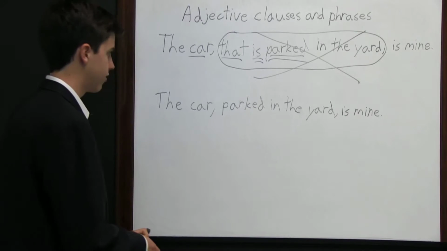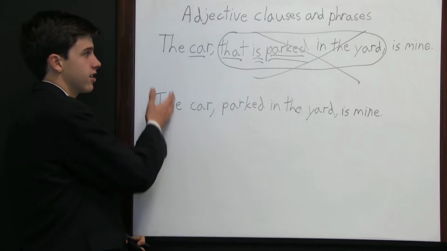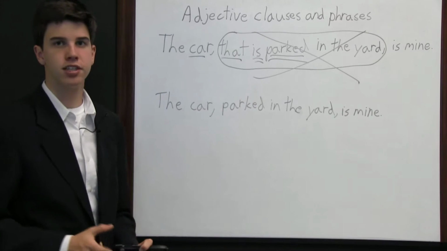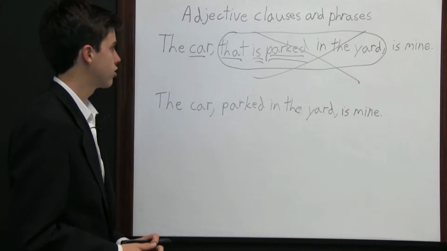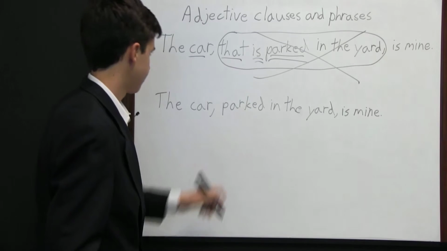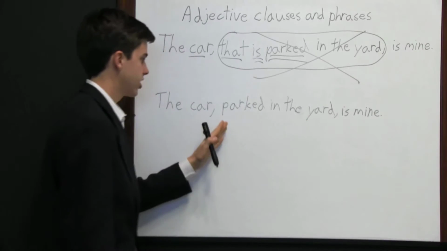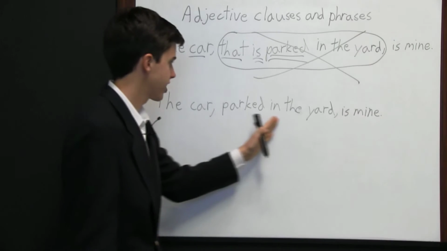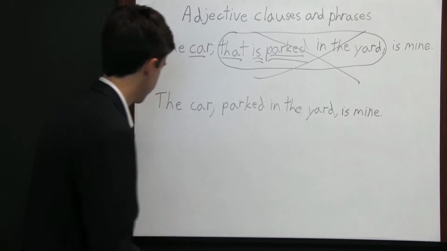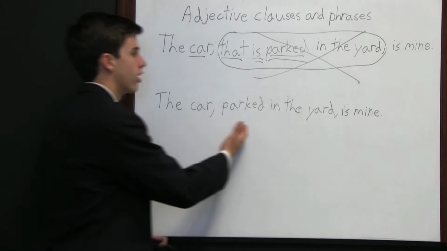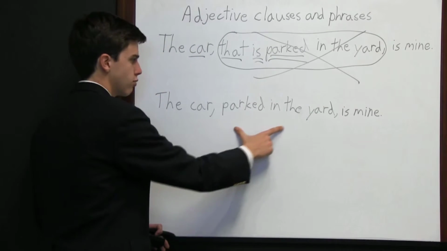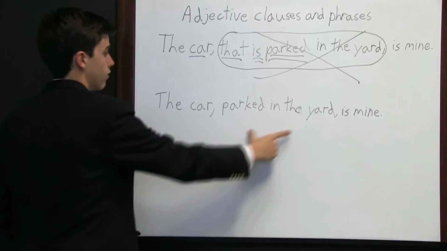Now, we've talked about adjective clauses, so as you can guess, this next example is going to be an adjective phrase. The sentence is very similar to the first, except it's missing two words. Those two words are "that" and "is." Instead of saying "that is parked in the yard," the sentence just picks up with "parked." It says "parked in the yard." So let's read the sentence as a whole. "The car parked in the yard is mine." So this right here is going to be the adjective phrase.